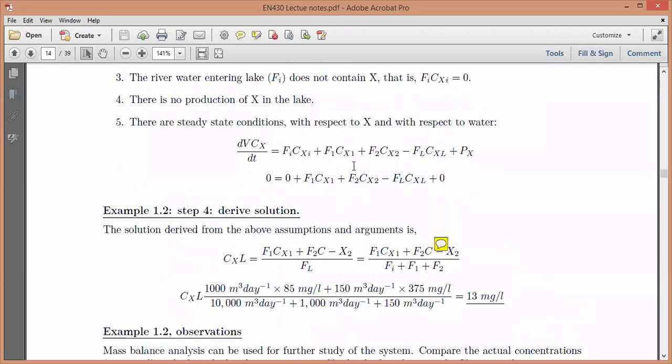Okay, so it's from this formula that we solve for our CXL here. So we have CXL on this side. Then what remains? F1 CX1, which is this one, plus F2 CX2, which is this one.